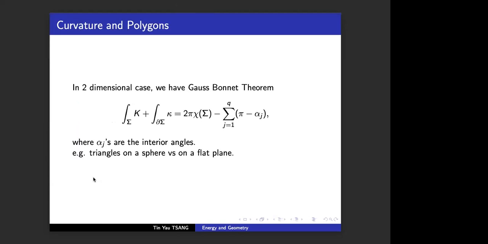So in the two-dimensional scenario, of course, we have the beautiful Gauss-Bonnet theorem. Here K stands for the Gauss curvature, kappa stands for the geodesic curvature, and alpha_j stands for the interior angles. So we can tell, for example, a triangle on a sphere and a triangle in a plane already have different angles. So what does it mean?